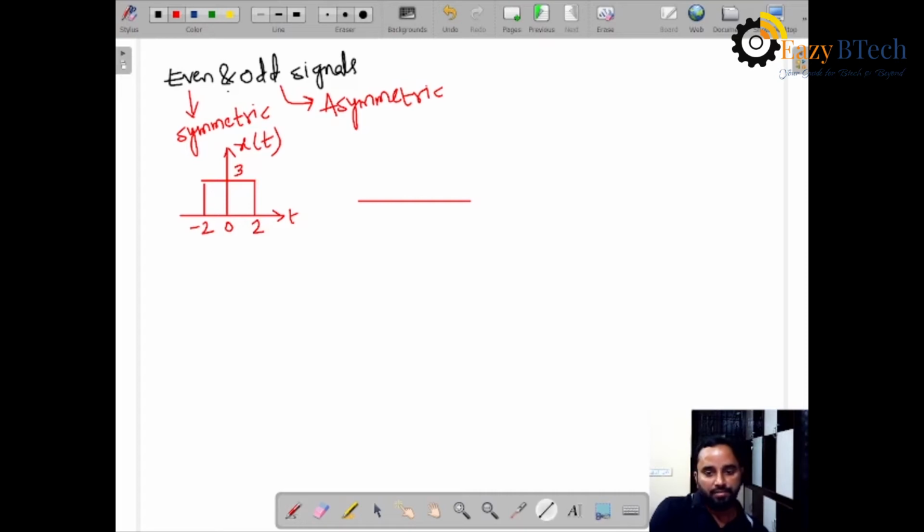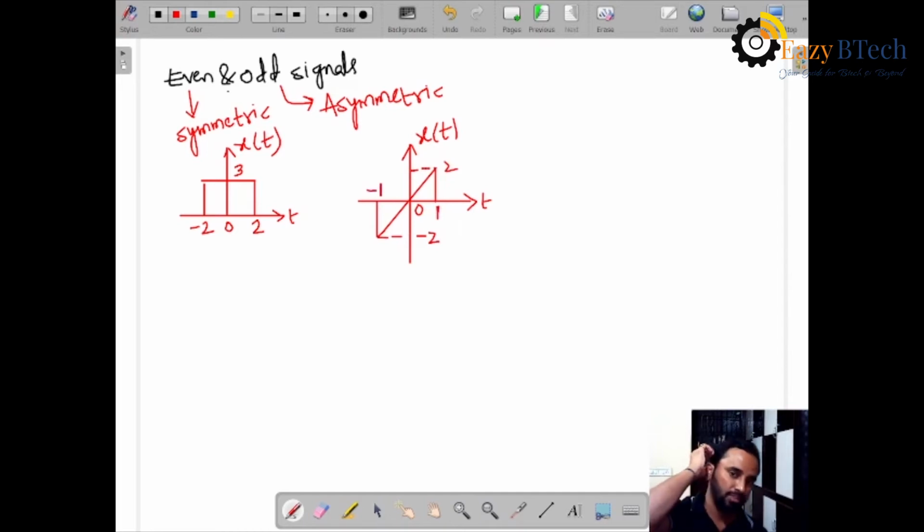Now, if you see an example of an odd signal, this is an odd signal example. The x-axis is t, and an odd signal passes through the origin. The given signal is x of t. Here you can take amplitude 2, here amplitude -2, here +1, -1. So examples are given.